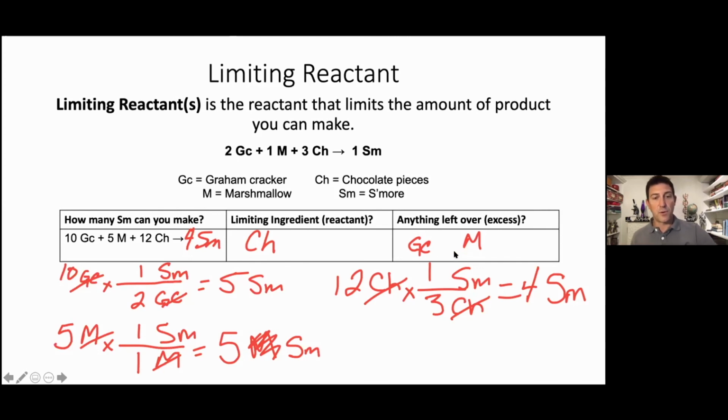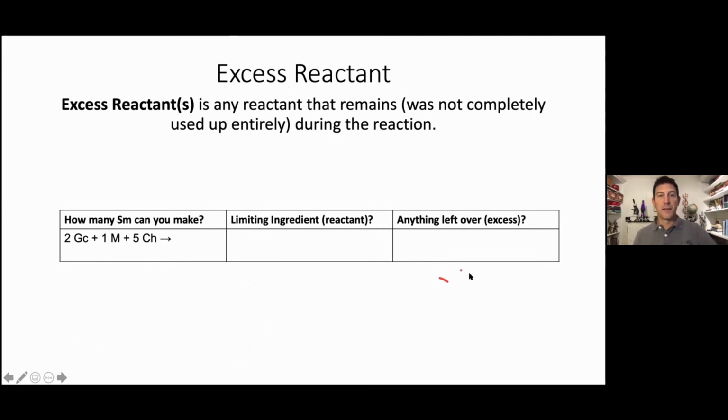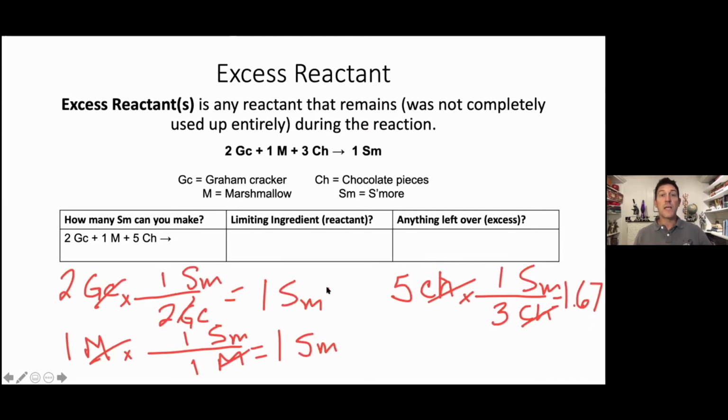That takes us to the next part, which is called an excess reactant. So excess reactant is any reactant that remains, is not completely used up entirely during the reaction. And I need to go through the same thing, so I'm just going to write these out just like we did before. And I've gone ahead and I've done the calculations for this. With that many graham crackers, I can make 1 s'more. With that many marshmallows, I can make 1 s'more. With 5 chocolate pieces, because I don't have enough to make another s'more of anything else, I can still only make 1 s'more. But it looks like I'm going to have some left.